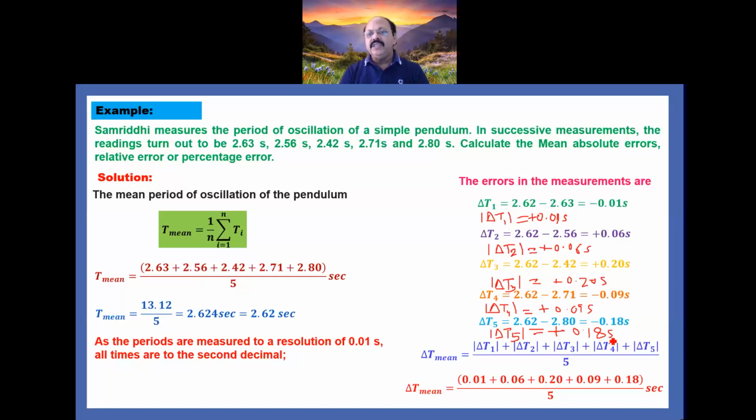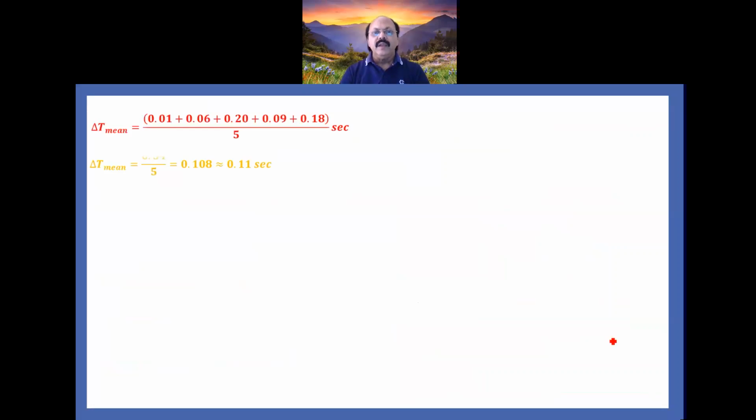So substitute all values and find the delta T mean, which is 0.01 plus 0.06 plus 0.20 plus 0.09 plus 0.18 divided by 5. Then what you will get? After solving it, you get 0.54 divided by 5, which comes to be 0.108. Then that approximately can be written as 0.11 second.